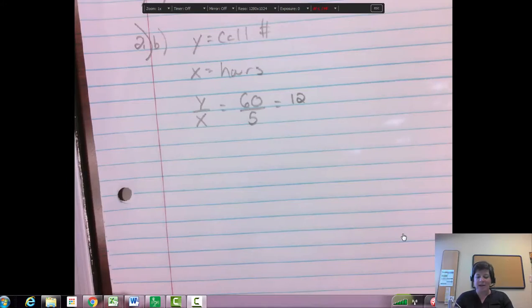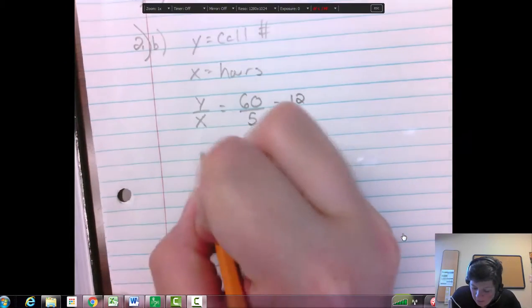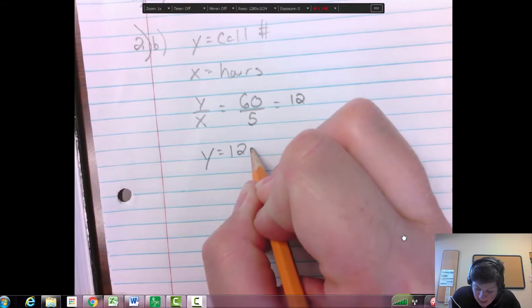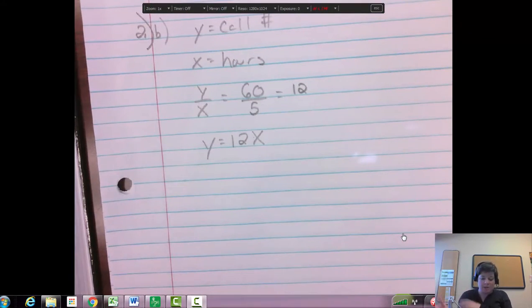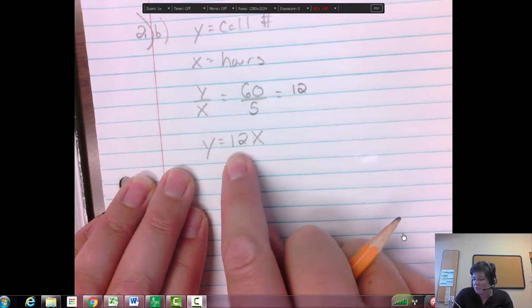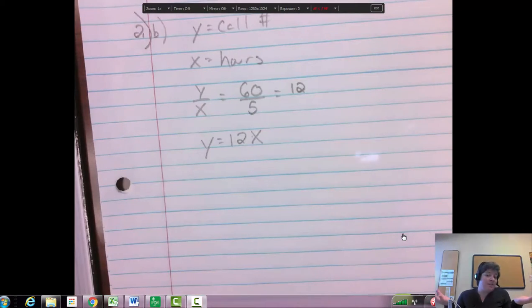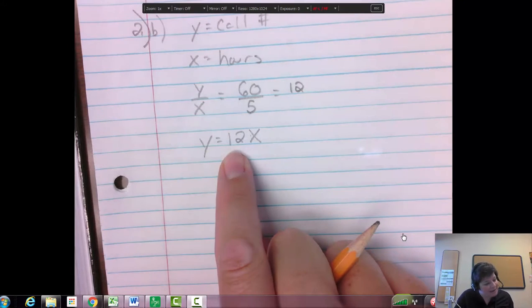That's how we would think of that: 12 calls per hour. So our number of calls is going to equal 12 times the hours, or I don't have to write the times, I can just write them next to each other. We know there's 12 calls per hour, so however many hours times 12 will give me those calls. All I did is find that rate by dividing y and x, and then put that rate in, multiplied by that x.